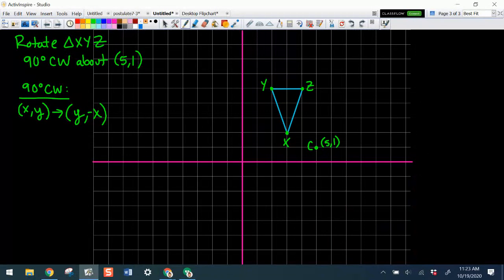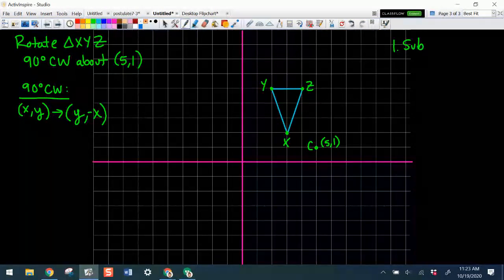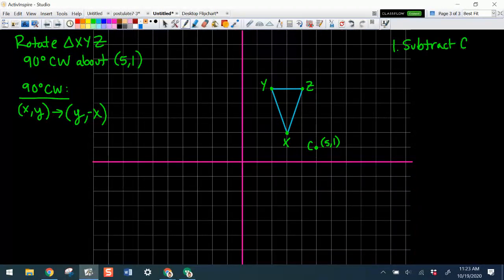So the way we do that is we take each point, and the first thing we do, if you're a step follower, is subtract the center of rotation. In this case it's located at (5, 1). By subtracting 5, we move everything left 5, and if we subtract 1, we move everything down 1, moving it to the center, or to the origin. Once we have subtracted the center of rotation, then we apply the function, because the function is written to be used when the center of rotation is the origin.